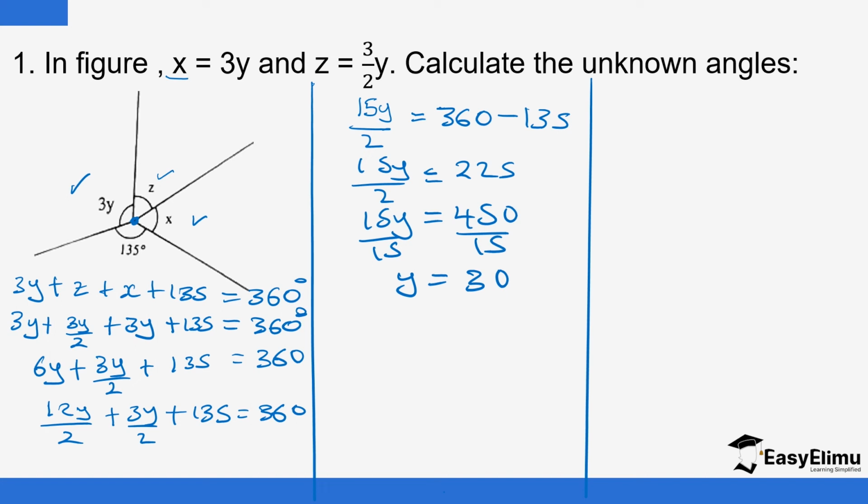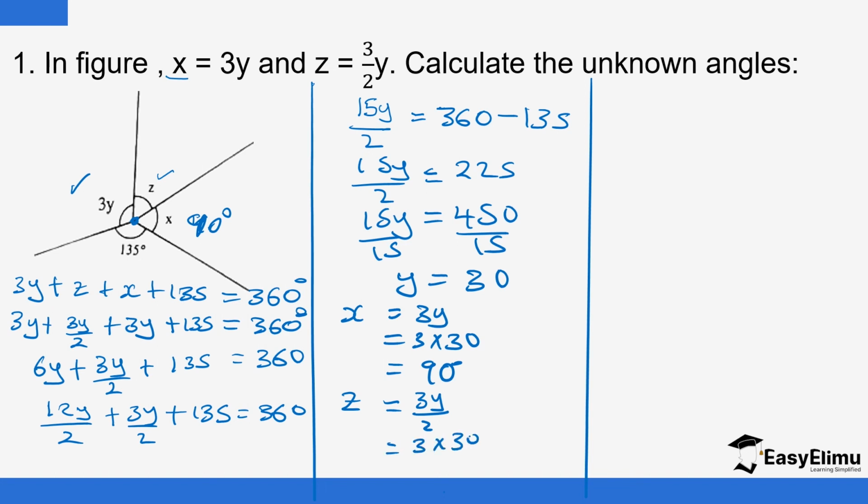The question is that we are supposed to find the values of the unknown angles. The unknown angles are x, this one here. So x is 3y, that is 3 times 30 because y is 30, and that is 90 degrees. So this angle here is 90 degrees. Then we have z, which is 3y over 2. That is 3 times 30 over 2. 2 goes into 30 15 times, and 15 times 3 is 45. So z is 45 degrees.